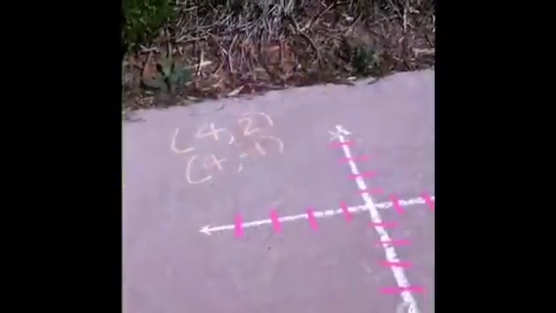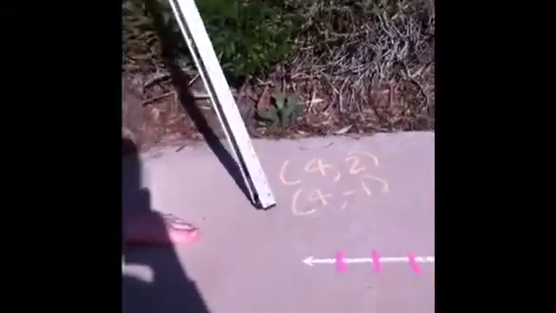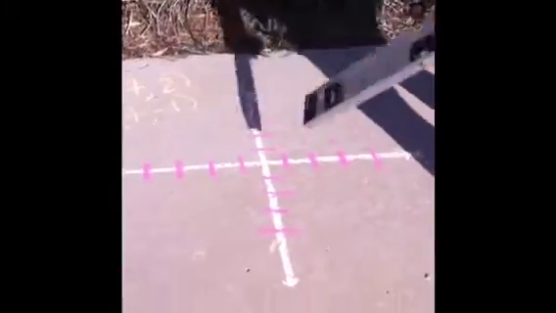To find the slope of a vertical line, first you take your given points and graph them on the graph. Your first point is 4, 2. You go over 1, 2, 3, 4, and you go up 2.